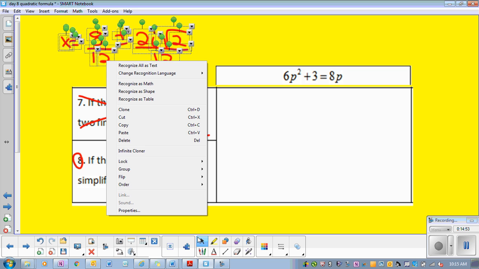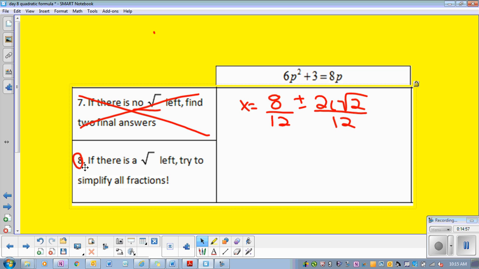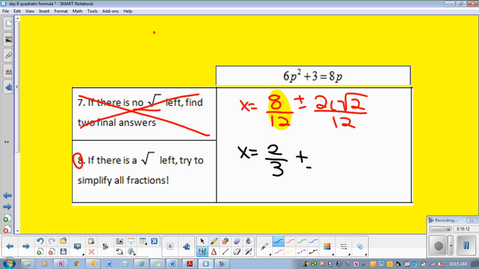So then this guy. Here's what you can simplify. First of all, this fraction. What's 8 over 12? 2/3. So x equals 2/3. And don't forget the plus or minus, right? Because it is two answers.